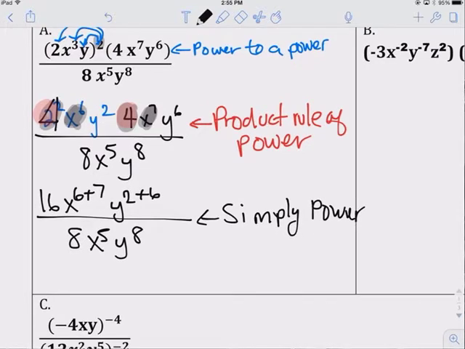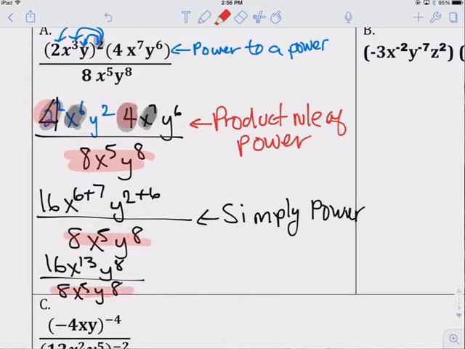I wrote too big. I hope you guys wrote smaller. 16x to the 13th, y to the 8th, over 8x to the 5th, y to the 8th. So you don't solve the bottom problem, because there's nothing to solve. There's nothing for us to do. The numerator, there's stuff we can still work on, so we work on it until we can.